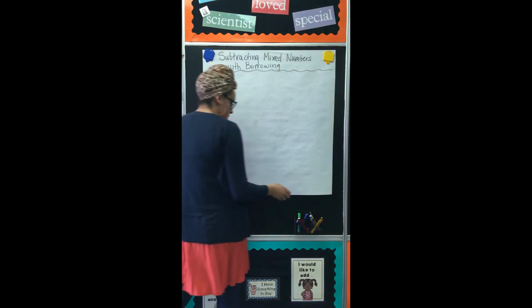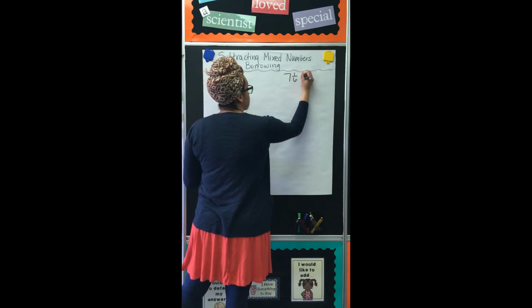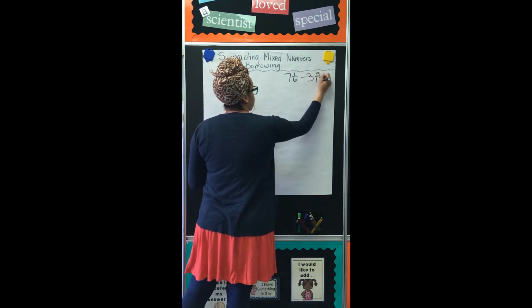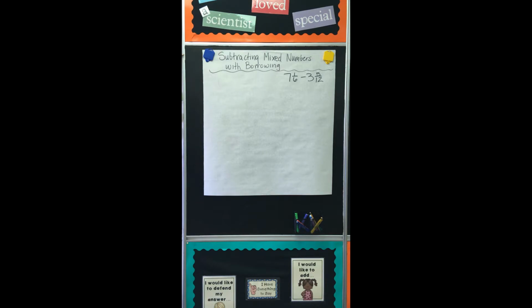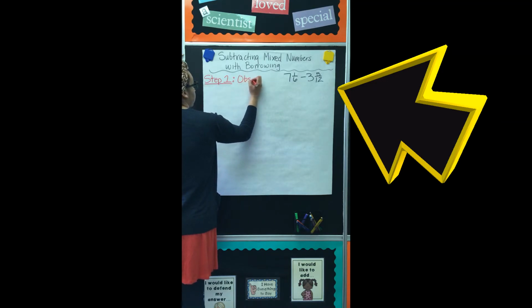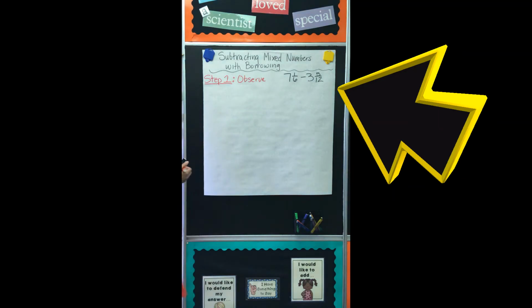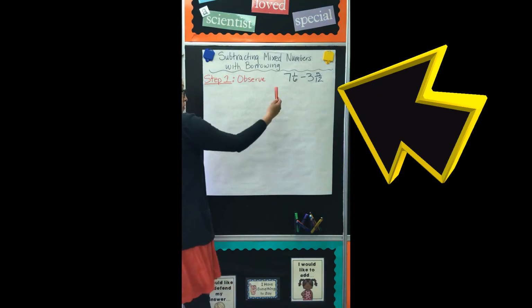Our problem for this is going to be 7 1/6 minus 3 5/12. Our very first step, like we do with every single fraction problem, is we just observe it. And what do we observe about this problem? Hopefully we're observing that it's a subtraction problem. Our denominators aren't the same and we have mixed numbers.